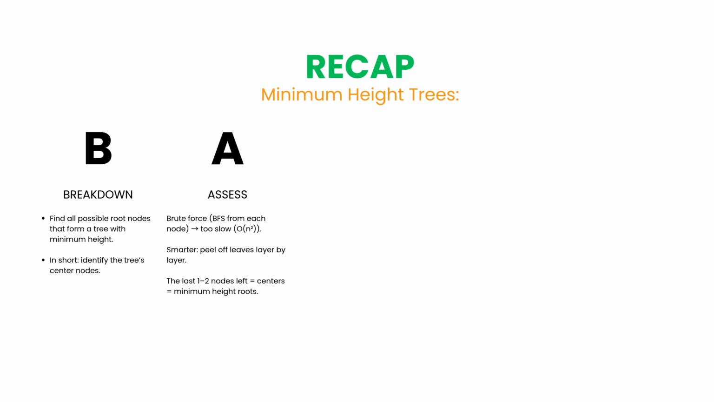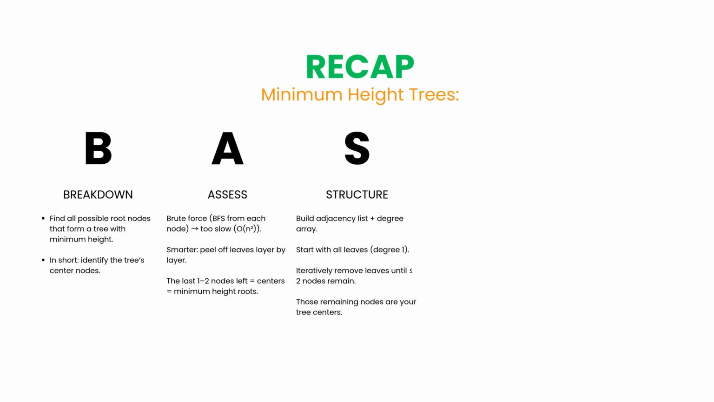Approach recap. The brute force approach would be to run BFS or DFS from every node to measure height, but that's too slow. Instead, we realized that the tree's centers can be found by trimming leaves layer by layer, just like peeling an onion. Each round, we remove the outermost leaves until only 1 or 2 nodes remain, which are the centers of the tree.